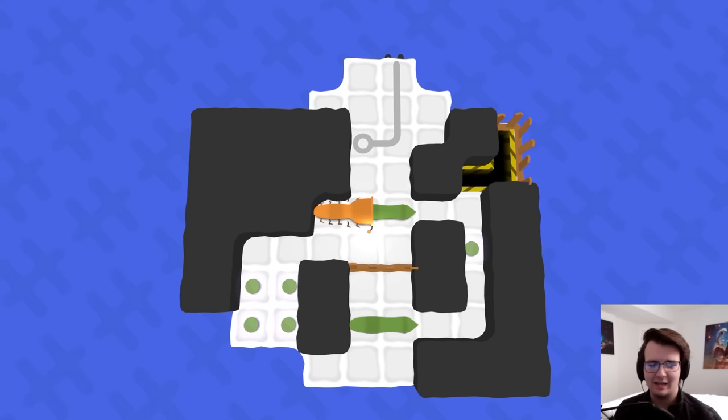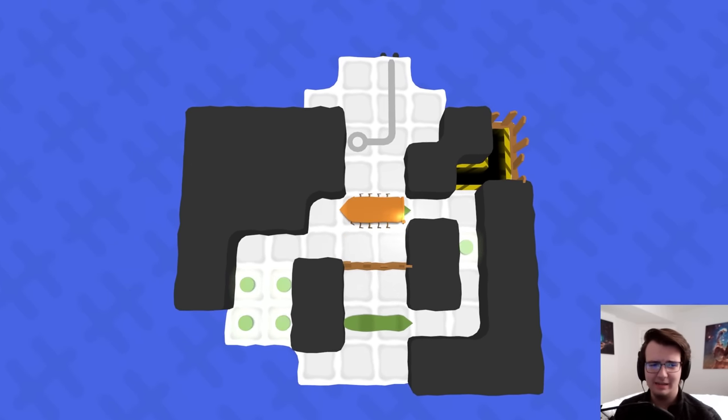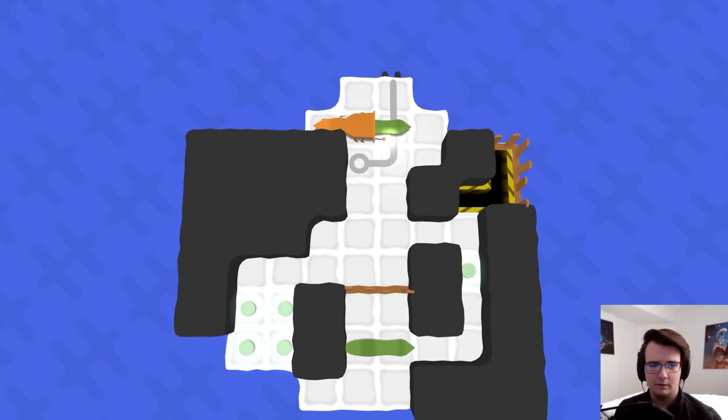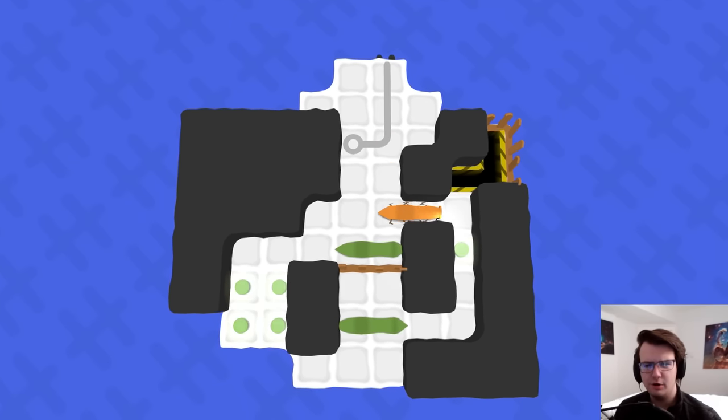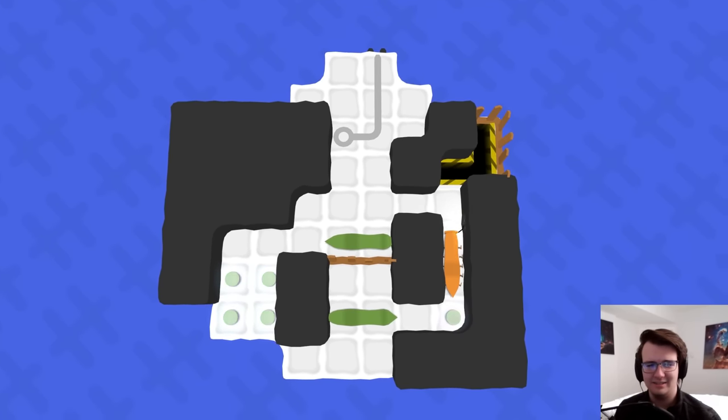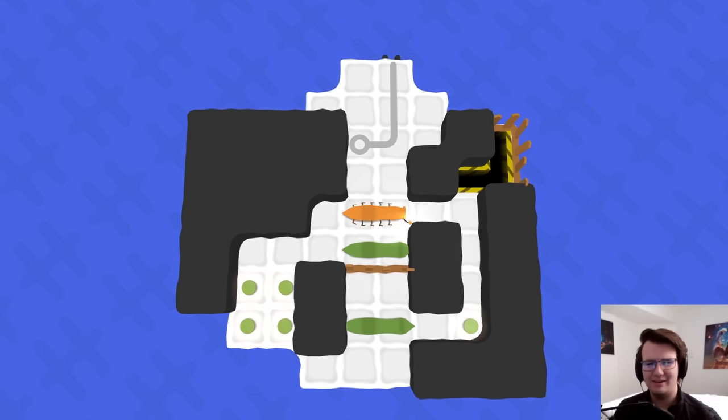Because I mean, I can sock this guy. But what if I sock it, move it up a little, and then mess around with this orientation? I don't know what I can do with that, but I do know one other thing I could try is backing into this dot and then turning around and eating it.